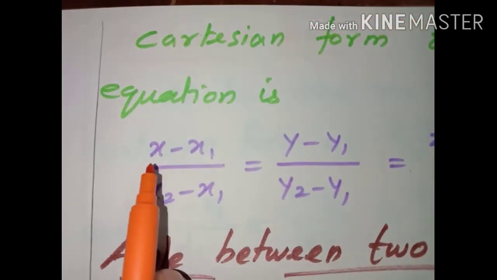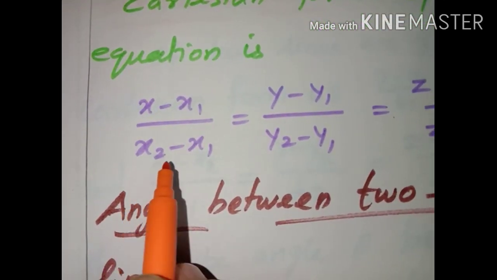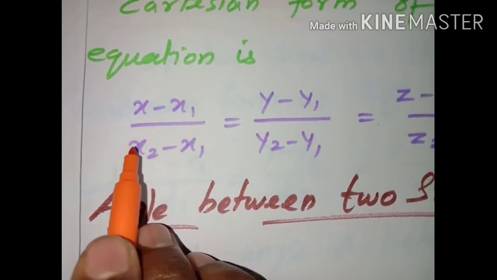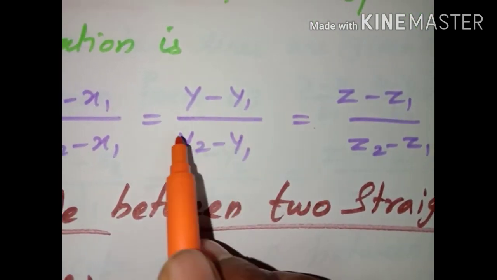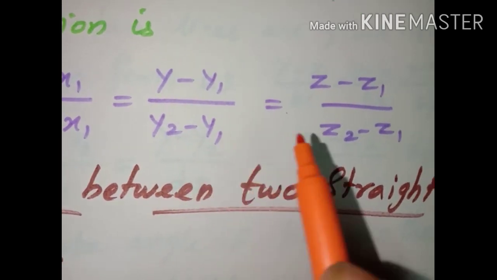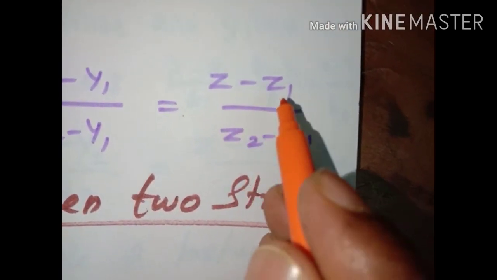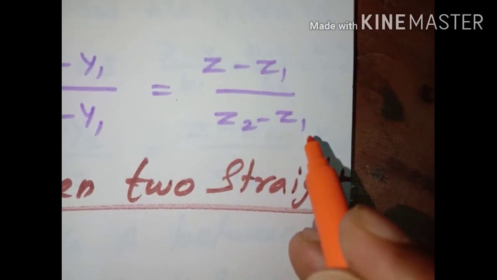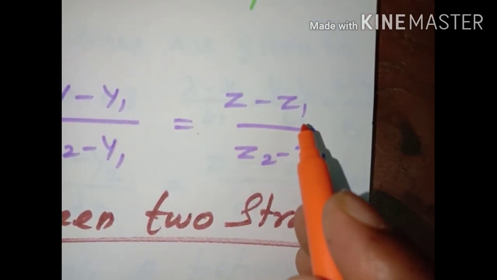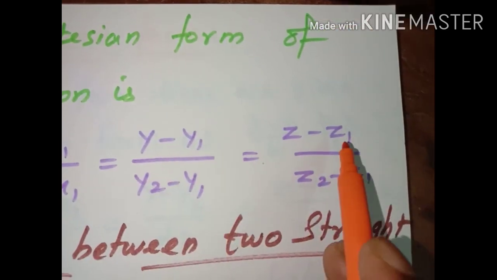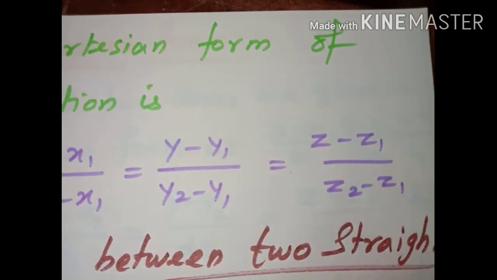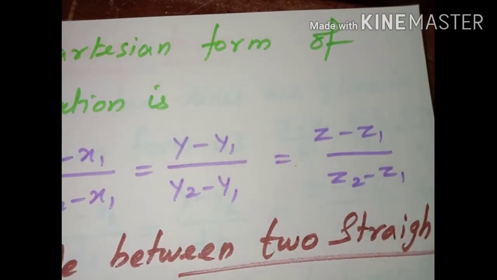Now the next point, the Cartesian form of the equation: (x minus x1) divided by (x2 minus x1) equal to (y minus y1) divided by (y2 minus y1) equal to (z minus z1) divided by (z2 minus z1). Here x1, y1, z1 is one of the points and x2, y2, z2 is the second point.